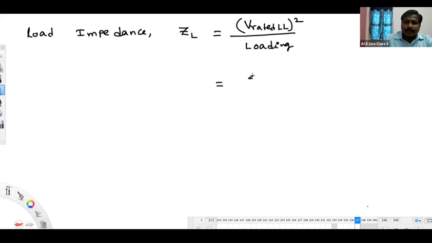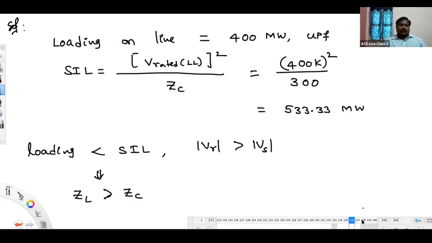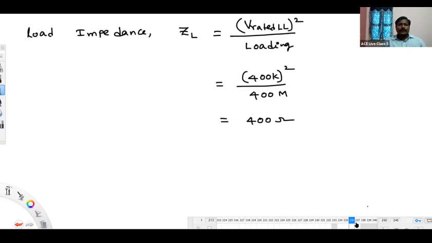So rated voltage square means 400 kilovolt square, by how much is the loading we have? 400 mega. So it will come to be 400 ohms as the load impedance. Load impedance value is 400 ohms.